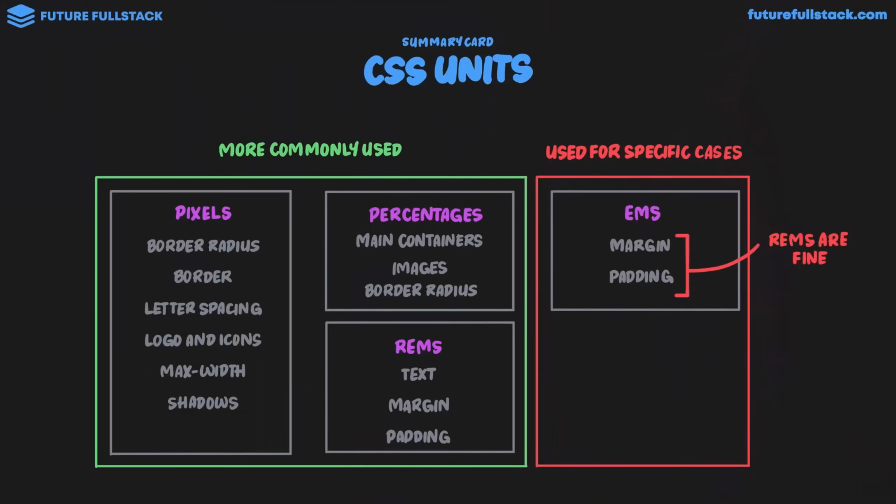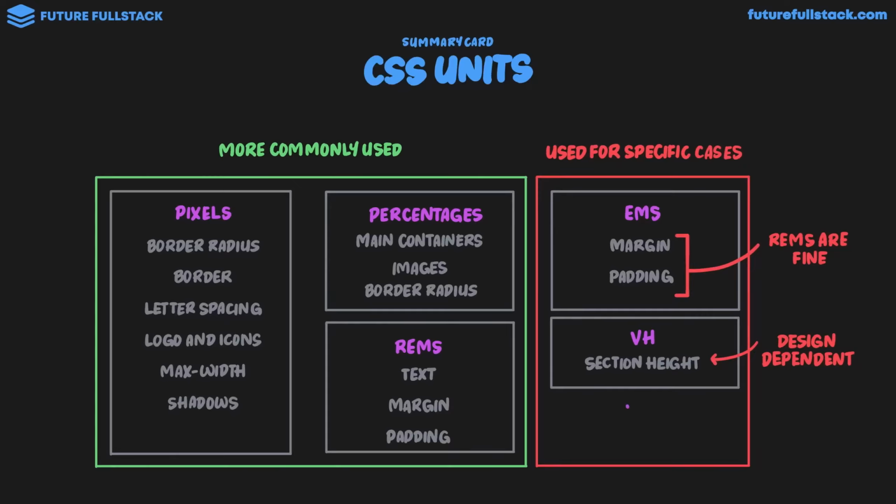So let's finally finish off our CSS units summary card. VH and VW are both used for specific cases, so I'm putting it in the red box on the right. For VH, it can be used for defining a section height, which we saw on the Duolingo homepage, and this is totally design dependent. As I mentioned, it's much more common for your section height to be defined by the height of its content and any padding and margin. But you can use VH on an entire section to get the above the fold effect. For VW, we saw we could use it on text, but in all honesty, this is not very common. So I really wouldn't worry too much about it. I did just want to show you a use case.